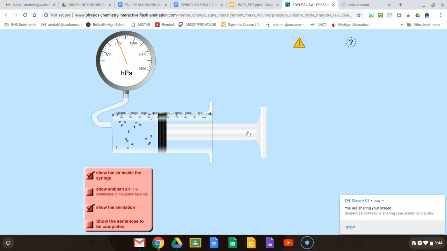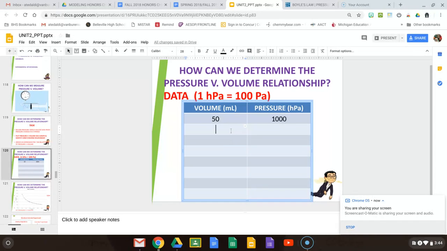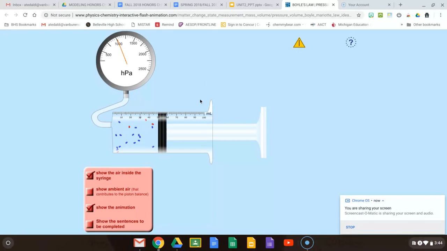We're going to change the volume to about 40 milliliters. So I'm going to push the volume down to 40 milliliters. And we can see that my pressure gauge changes. And it looks like it changed by about 5 marks. Each mark is about 50 hectopascals, and you could count it to prove yourself. So it's looking like at 40 milliliters, my pressure has jumped to 1,250 hectopascals. Let's do a couple of more measurements.